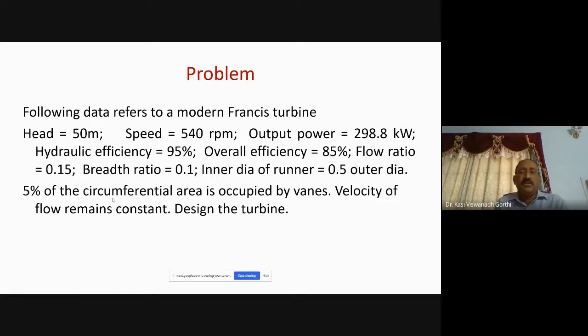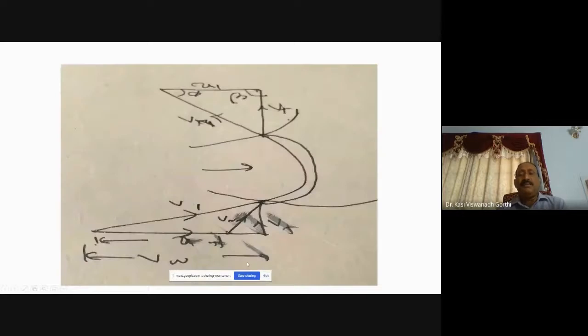Then velocity of flow remains constant. What does it mean? The flow component of the velocity at inlet and outlet, Vf, is equal to Vf1. Design the turbine. So you have a runner blade, inlet and inlet velocity diagram, outlet and outlet velocity diagram with beta equal to 90 degrees.